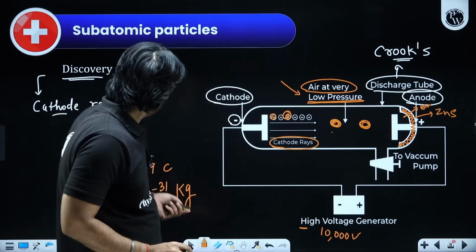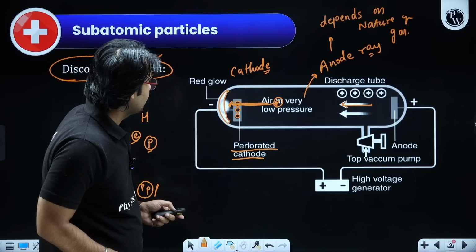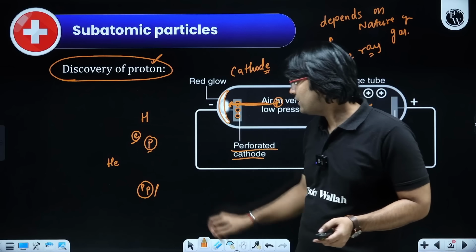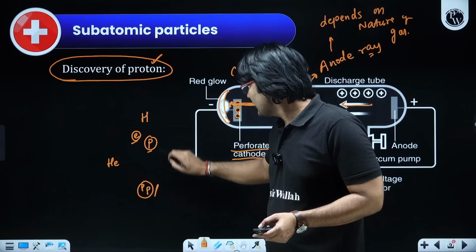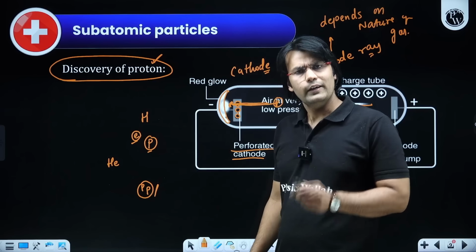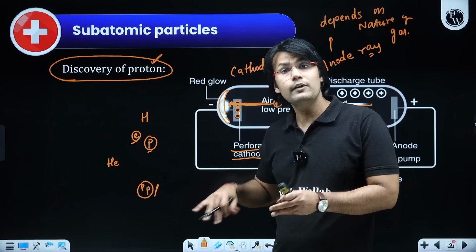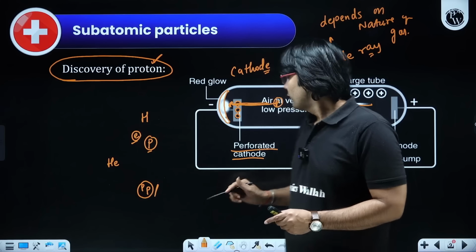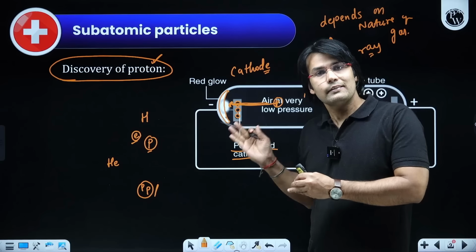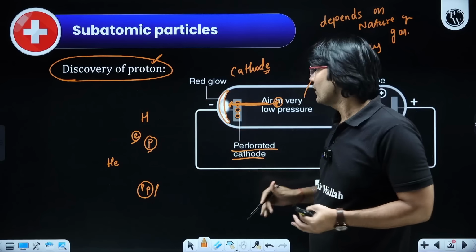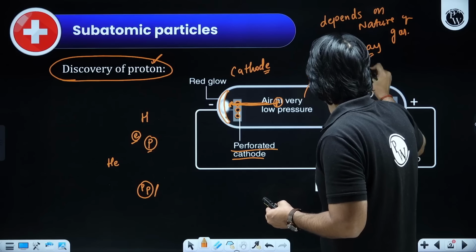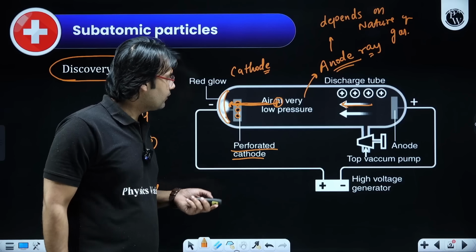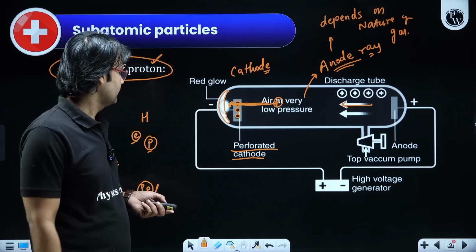But if you talk about anode rays, in this case the nucleus will travel, and different gases have different numbers of protons in the nucleus. So definitely they will have different charge and different mass in the nucleus. That's why for different gases, different nuclei will travel, and the charge or mass of the anode ray will differ. This is a very important point. Sometimes you get this in your assertion reason type questions, correct?